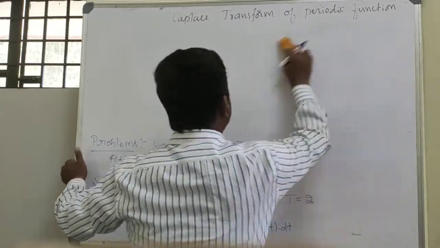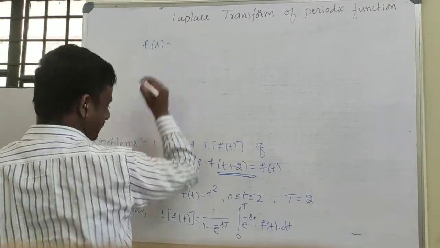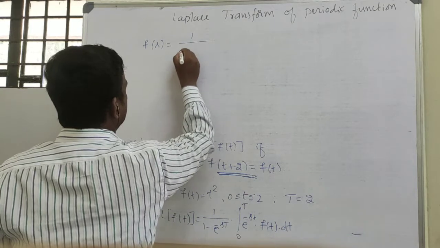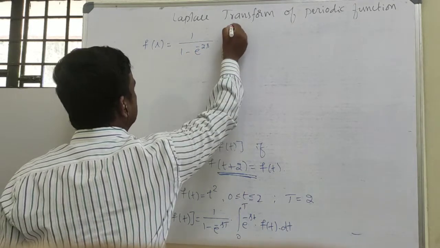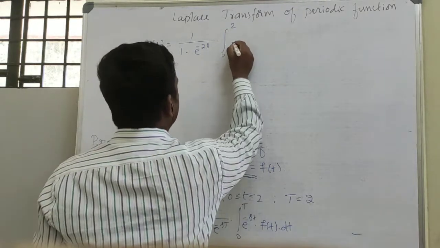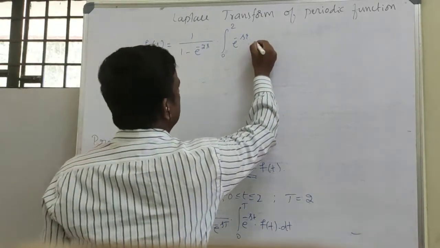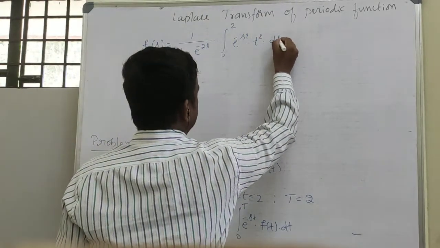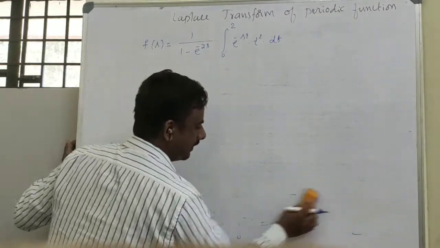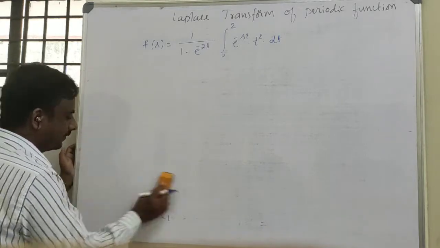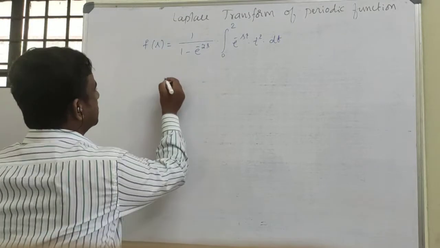So substituting for capital T, I will get f of s, the left hand side, f of s equal to 1 divided by 1 minus e power minus 2s into integral 0 to 2 e power minus st into, here f of t is t square dt. Now I got this expression. Now evaluating this, I will get the Laplace transform of f of t. Now this I will keep as it is, no change in that term.